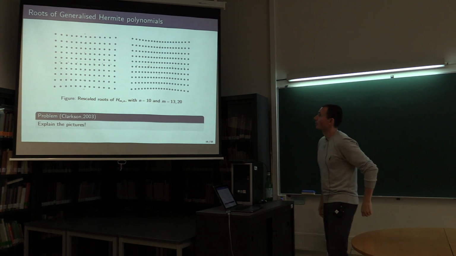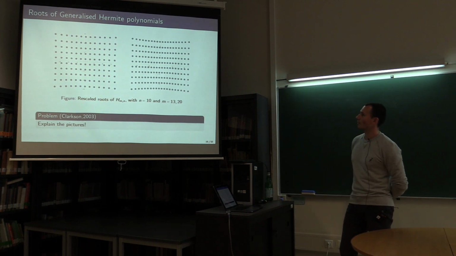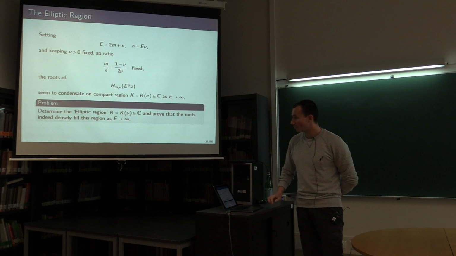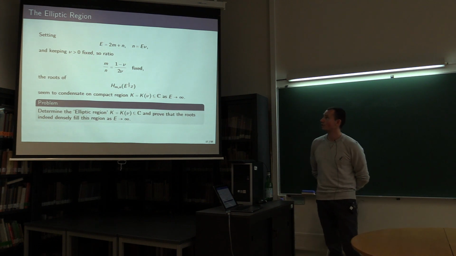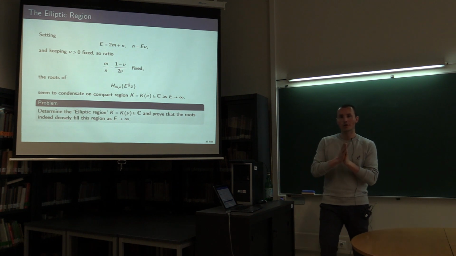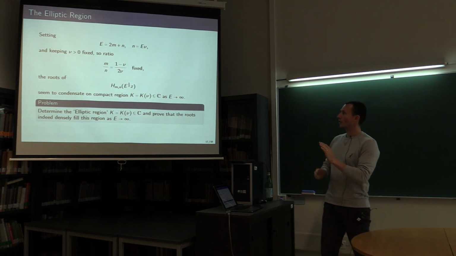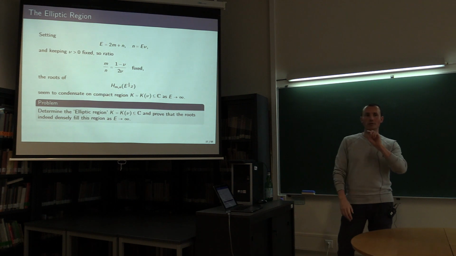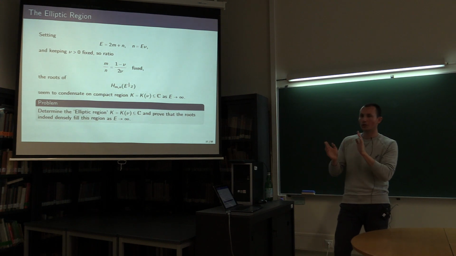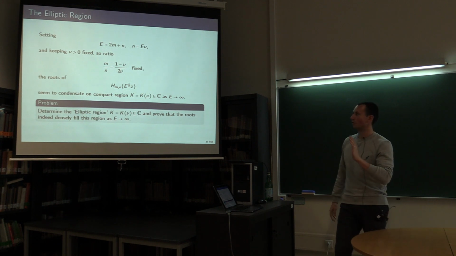These are some pictures of larger values of m and n. So the problem is to try and understand what is going on. And there's a second problem that David and I were interested in. What we want to do is let the degree grow large, but fix the ratio of m over n. When we do that and we rescale the roots a little bit, they seem to densely fill out some compact region in the complex plane.